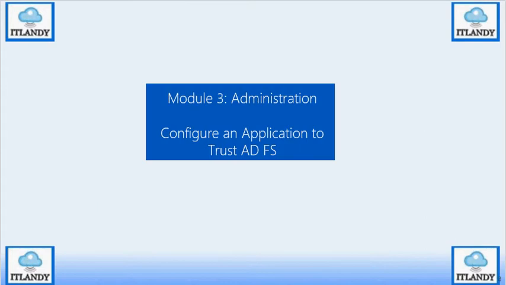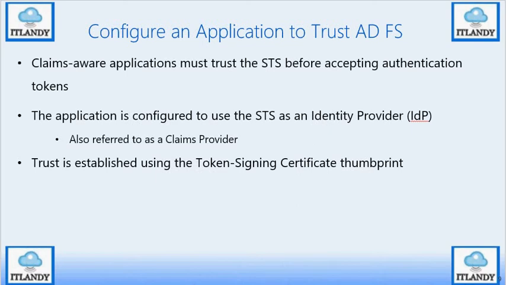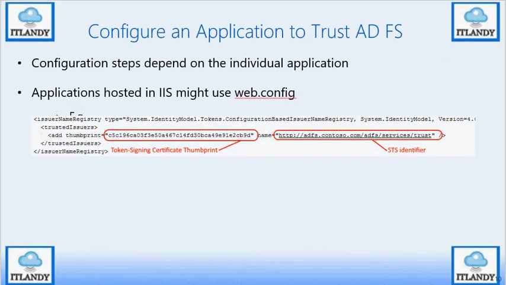Next, how we can configure an application to trust ADFS. Let's have a look. First, a claim-aware application must trust the STS before accepting an authentication token. The application is configured to use the STS as an identity provider or IDP. We also refer to it as a claim provider, and trust is established using the token signing certificate. How will that look for us? Let's have a look.